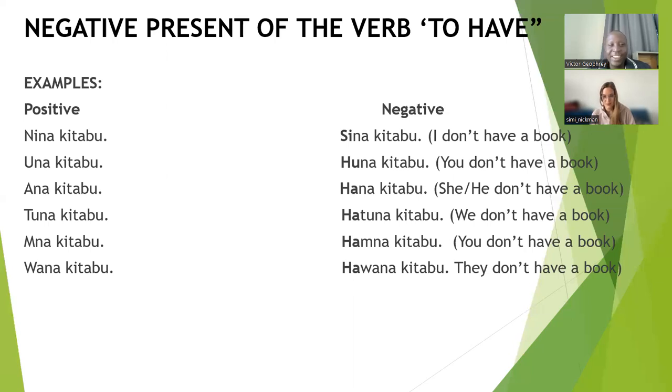And you can see hatuna kitabu. So the negative of tu is hatu. Then the verb to have is na. Then mna kitabu. The negative is hamna kitabu. So the negative of mu is ham. Then we put the verb to have, which is na.